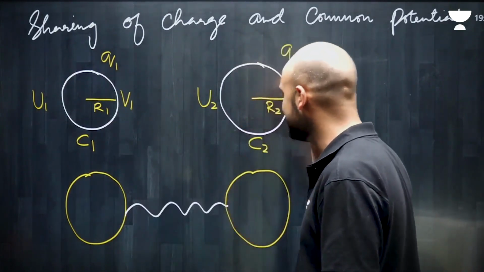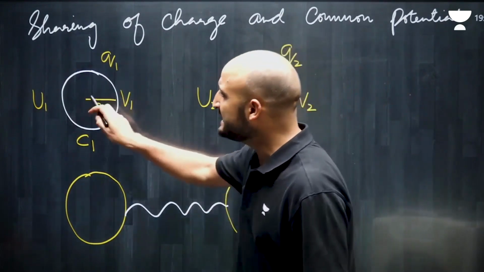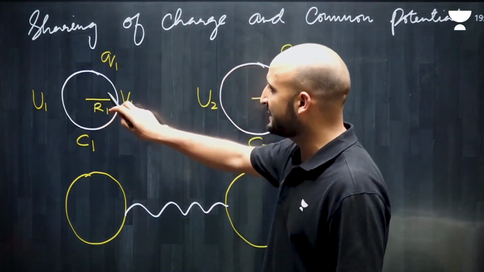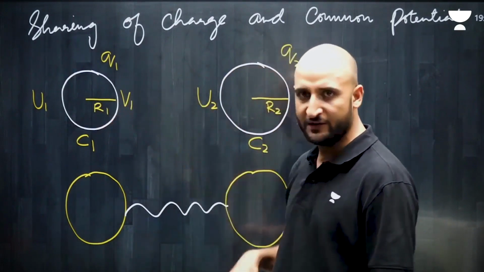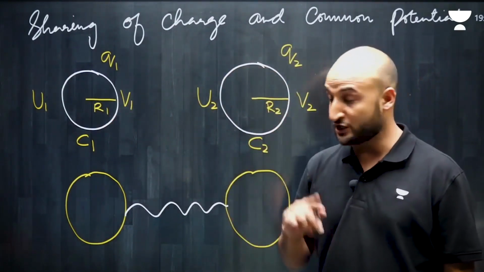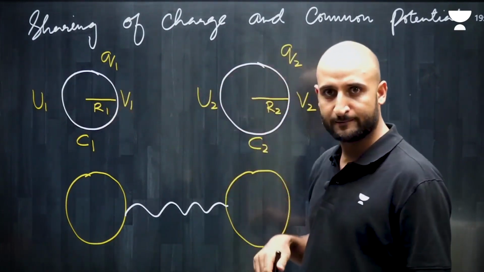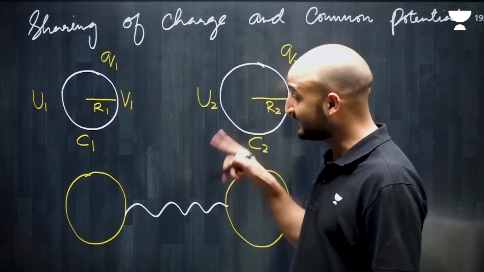Like this. This is a connecting wire. Now, what will happen here? Since this sphere, or spherical conductor, is at potential V1 and this spherical conductor is at potential V2, there is a potential difference between the two conductors, right? So what exactly does that mean?